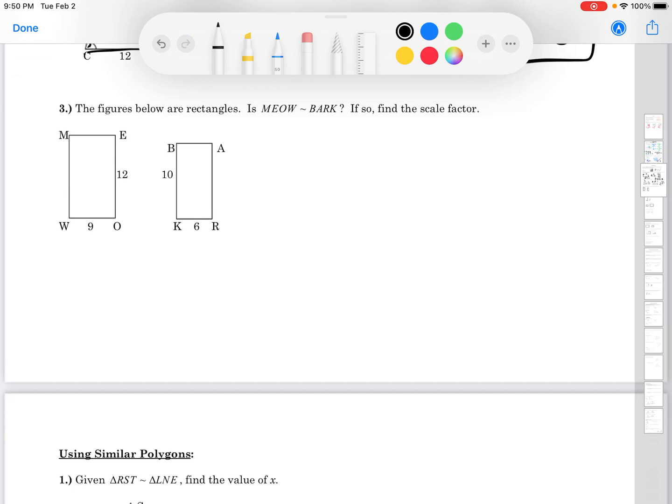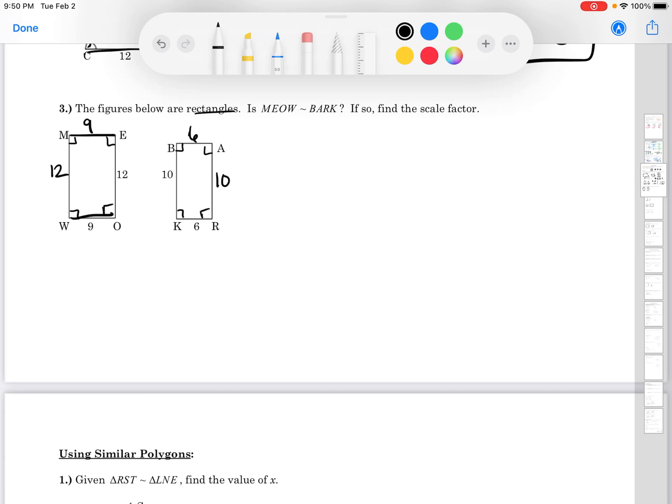So here the figures below are rectangles. Is MEOW similar to BARK? Okay. So we want to compare. Now, if we know they are rectangles, we know that opposite sides are going to be congruent. So that's 9, the bottom's 9. If the right's 12, the left's 12. Same deal here. Okay, we also know that if it's a rectangle, all of our angles are 90 degrees, which means that our angles are certainly going to be congruent.